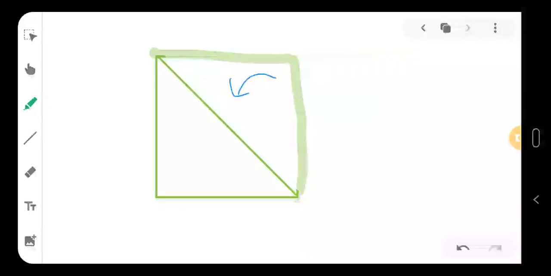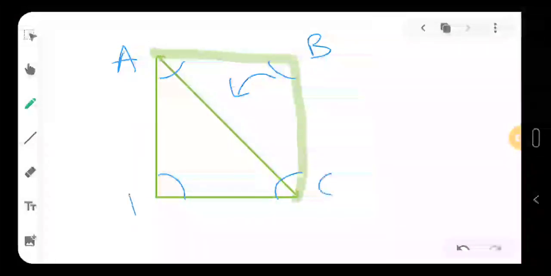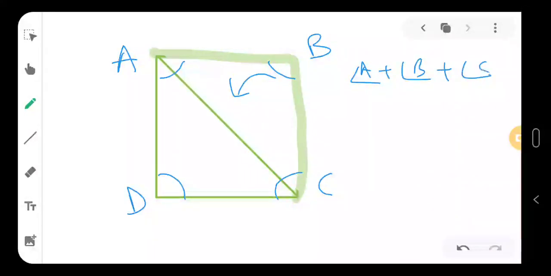Now when it was a square, we know that all these angles are 90 degrees, and they add up to what? They add up to 360 degrees. So A, B, C, D: all the angles A plus B plus C plus D was 360 degrees. If you flip this, what will happen? This will be 90.